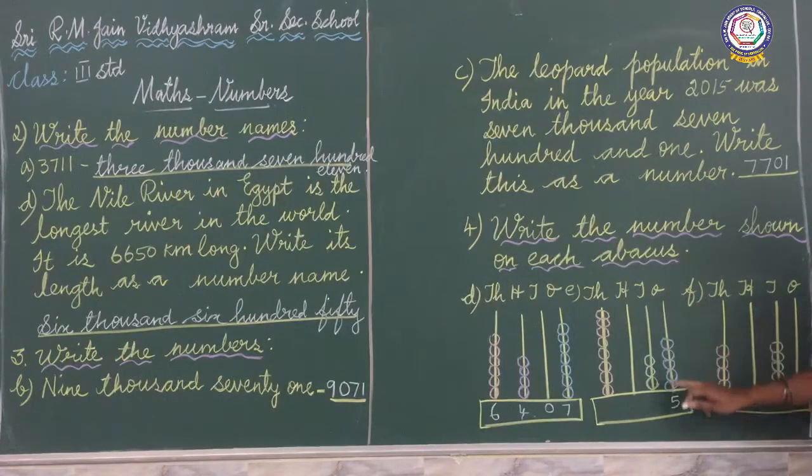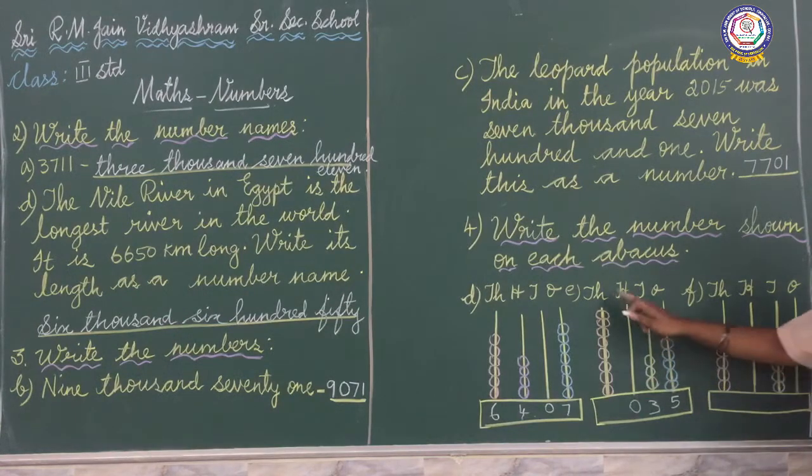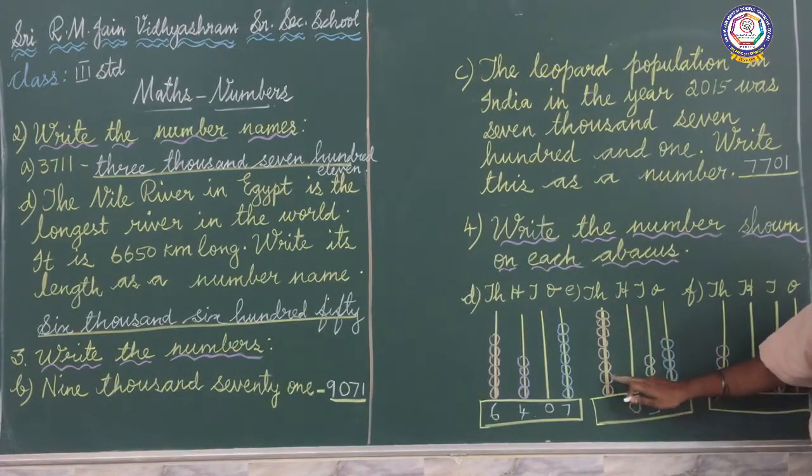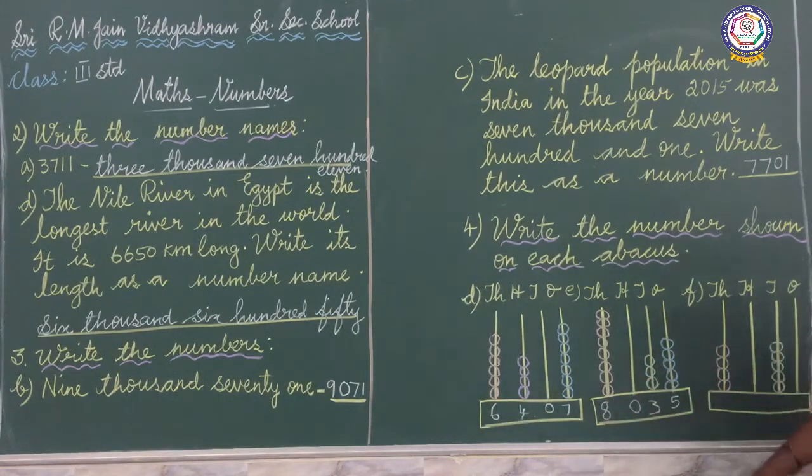Next, how many beads in tens place? 1, 2, 3. Next, hundreds place they didn't give any beads, so you write 0. There are no beads. Next in thousands place 1, 2, 3, 4, 5, 6, 7, 8. So what is the number form? 8035.